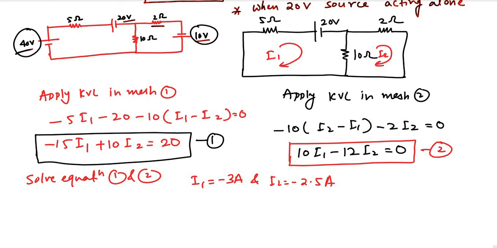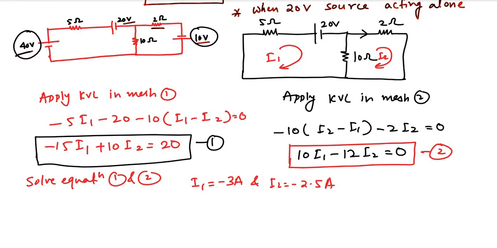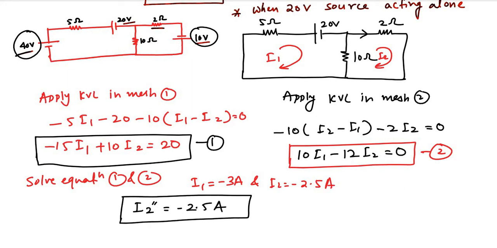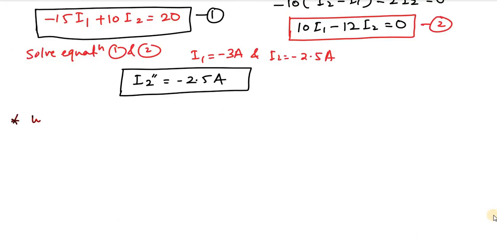So I2 is nothing but the current flowing through this 2 ohm resistor. So this I2 in this circuit you will take as I2 double dash equal to minus 2.5 ampere, which is the current flowing through the 2 ohm resistor in this circuit diagram when 20 volt is acting alone. Now, when the 10 volt source is acting alone in this circuit diagram and other sources are represented by their internal resistance.